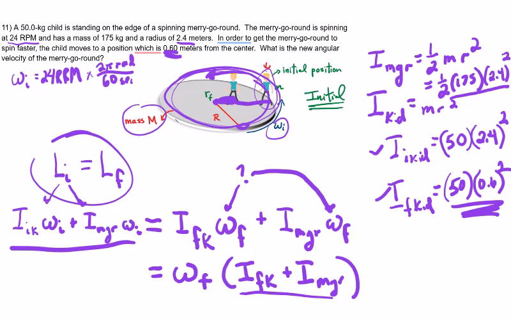If you start with it as 24 RPMs, you're going to get a final omega that's also in RPMs. If you change it to radians per second, then you'll get a final omega that will be radians per second. Either one is perfectly acceptable because you're setting momentum equal to momentum. As long as the units are the same, things will work out.